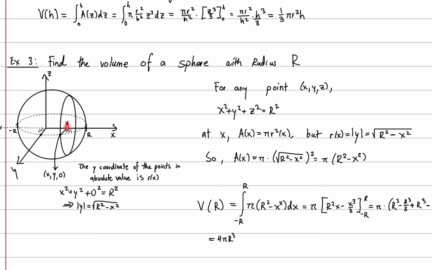Now, we're going to take, for any x now, and this time we're integrating with respect to x, we're going to take at any point x, right? We're going to consider this cross-sectional area. The cross-section of a sphere is a circle, all right? So if we can find this radius as a function of x, then we can find the volume, right? We can find the area function.